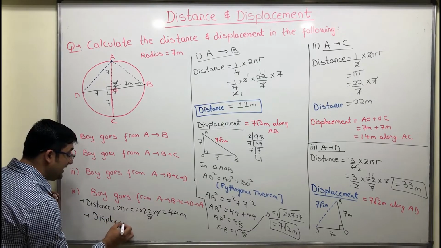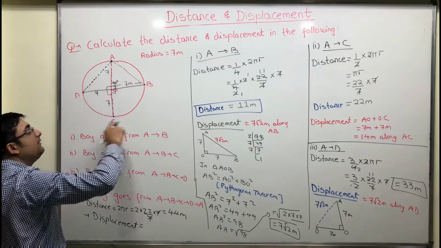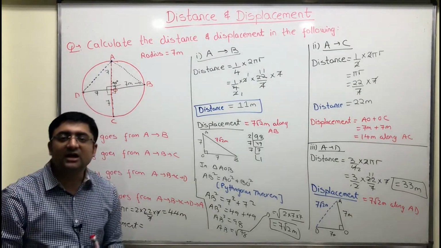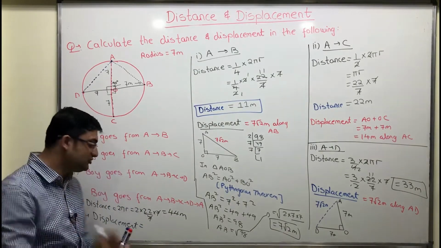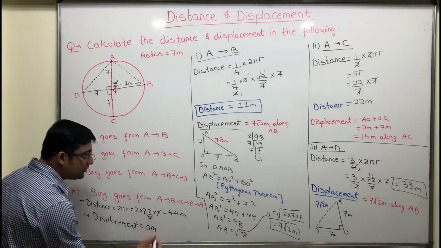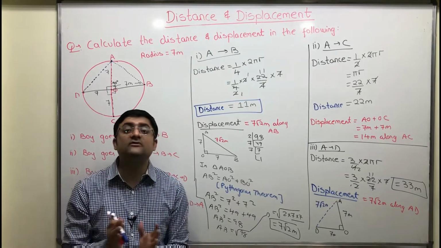Next, displacement. So see guys, the initial point and the final point is the same. This is your starting point, this is your ending point. So when starting and ending point is the same, what is the displacement? 0. So displacement is 0 meters. Is this clear? So this is how you solve such type of circular questions.